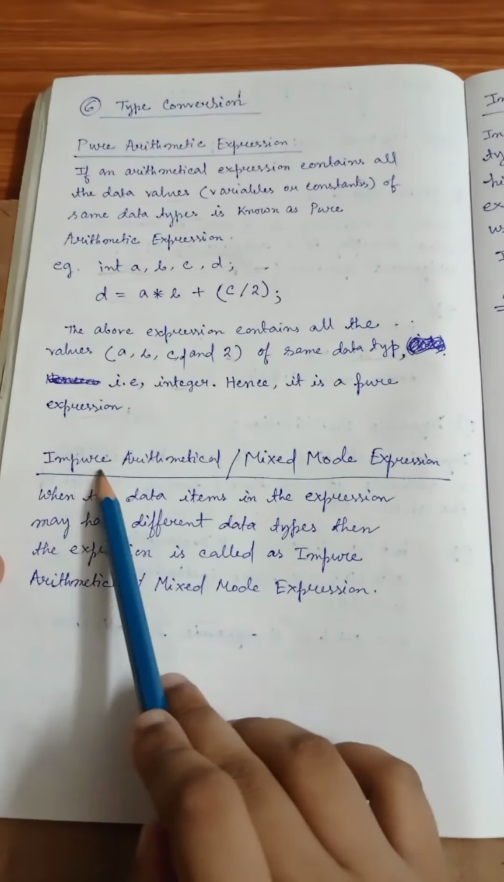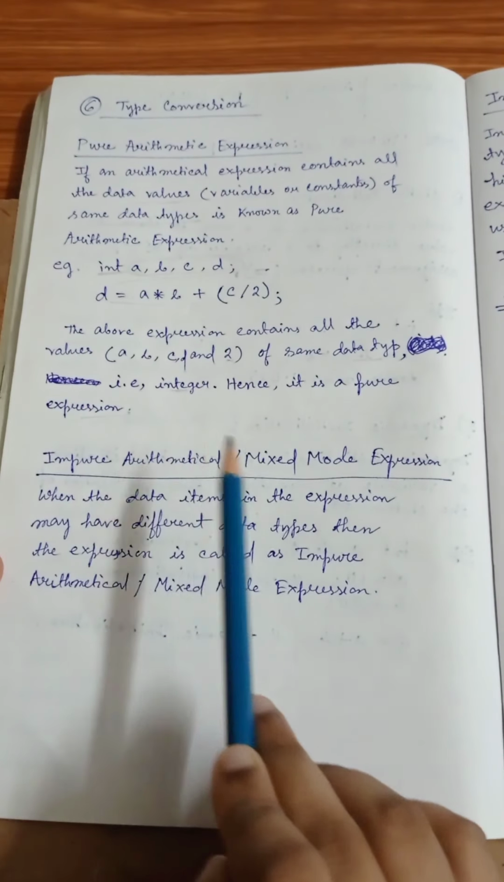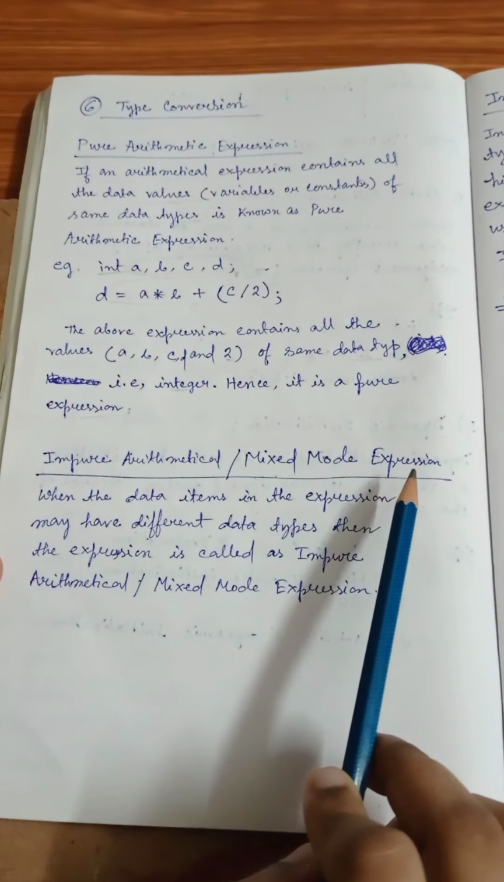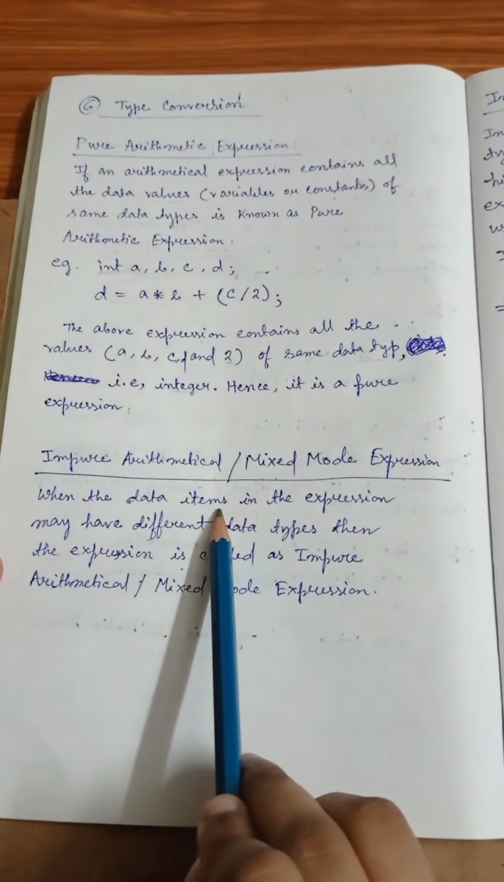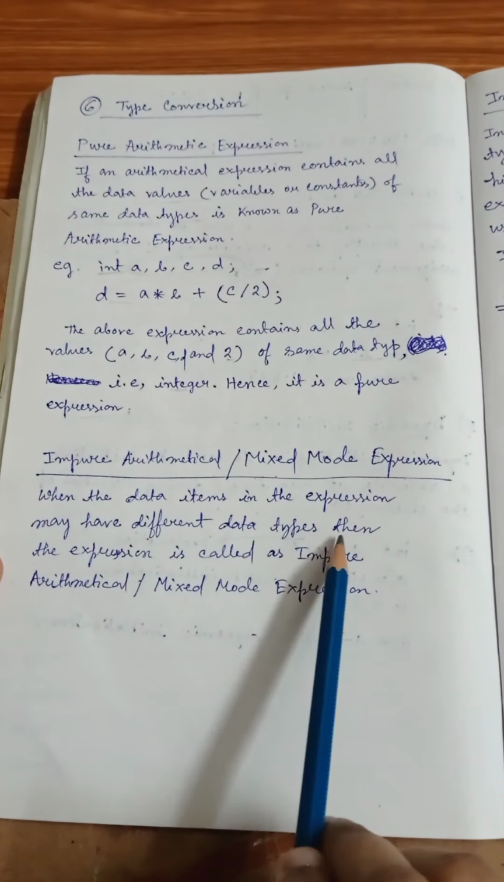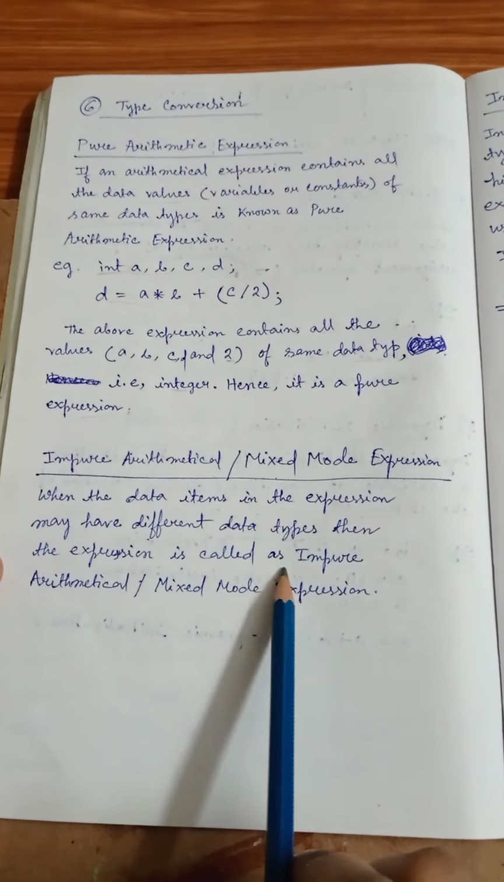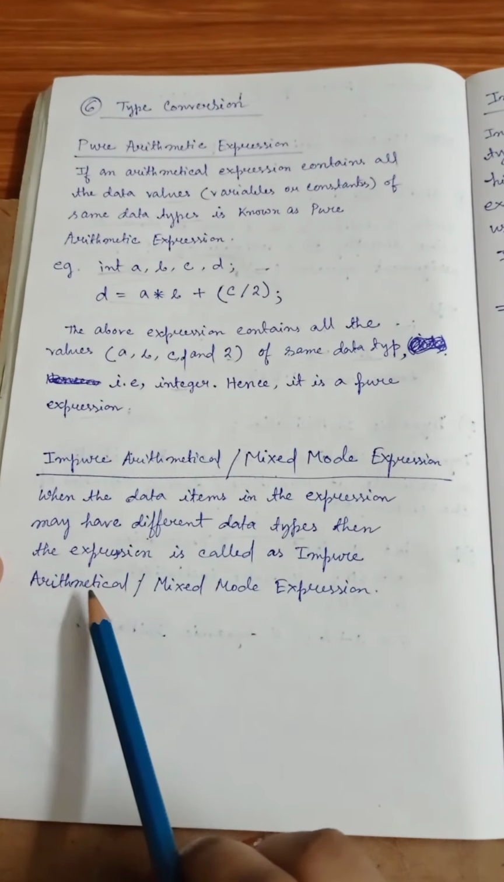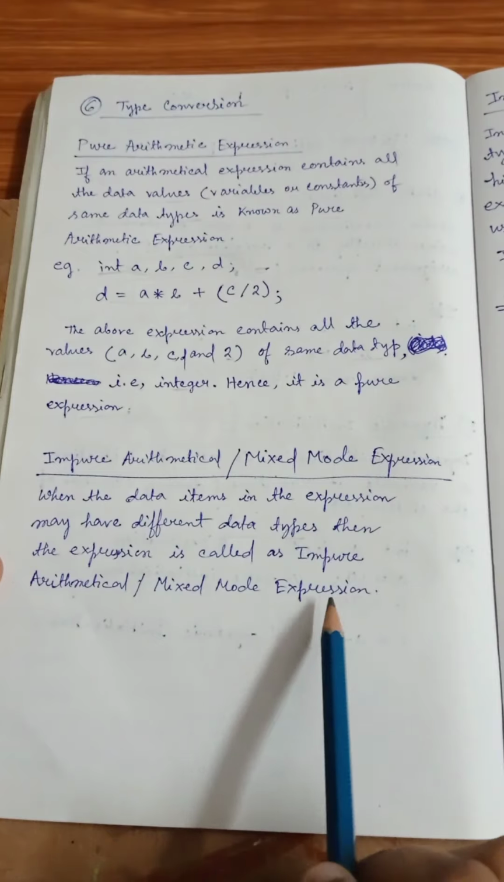Next is impure arithmetic expression or mixed mode expression. When the data items in the expression have different data types, then the expression is called an impure arithmetic or mixed mode expression.